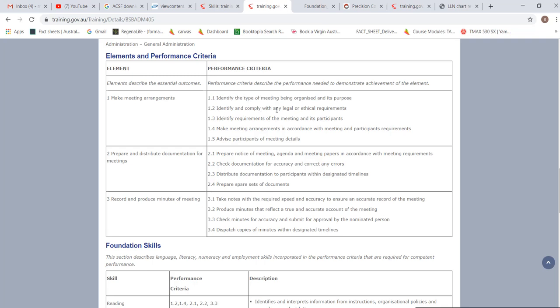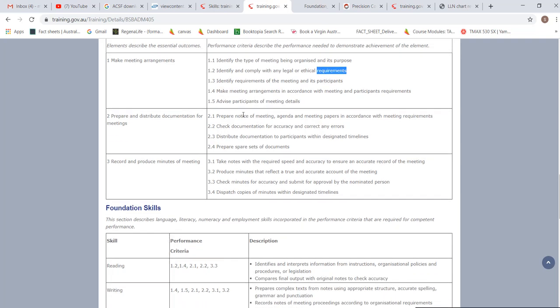Okay, identify and comply with legal requirements. Okay, so I would highlight, identify, comply with legal requirements. Okay. Next one, I'm going to highlight, identify requirements of the meeting. Okay. And I'm going to again put a small L above that. Make meeting arrangements. That one again could be an L for learning, but it also could be oral communication numeracy as well. Okay.